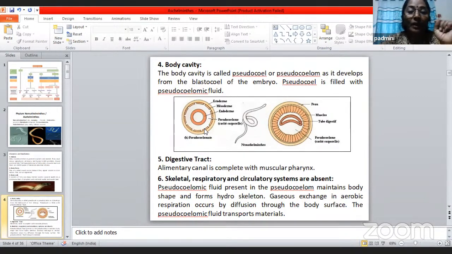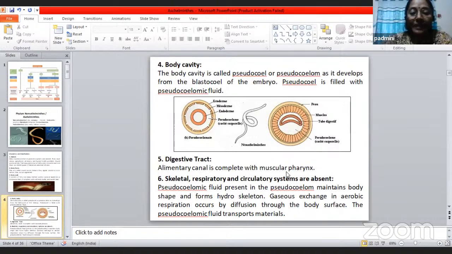What is the importance of it? There is a lot of importance for this. The pseudocoelomic fluid gives structure to the worm, acting somewhat like muscles in the worm. Also, during the transport of nutrients to each and every body cell of the worm, the pseudocoelomic fluid helps in transporting the nutrients, and in excretion also. It helps in the removal of urea and ammonia from the body. So that is the importance of the pseudocoelomic fluid and, of course, the body cavity.